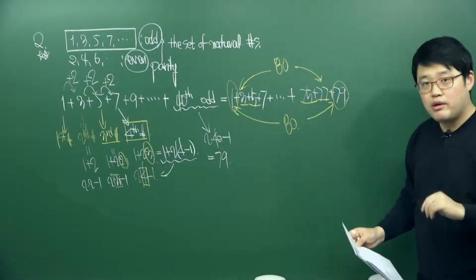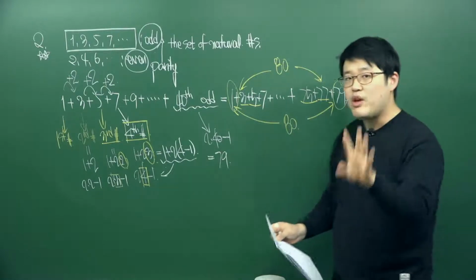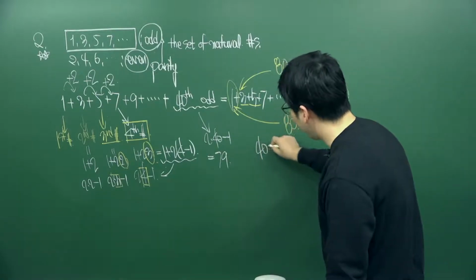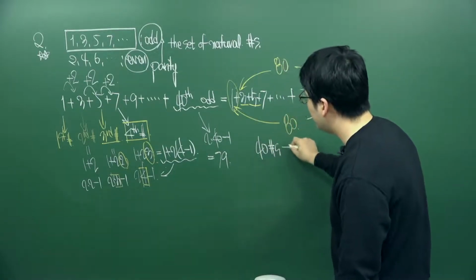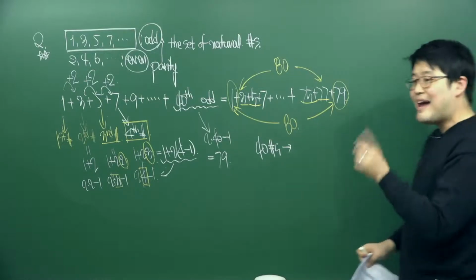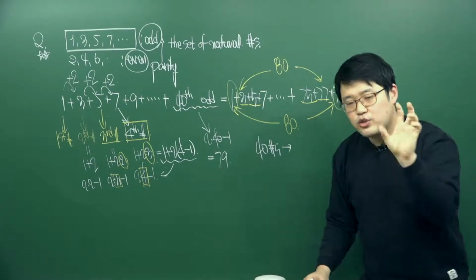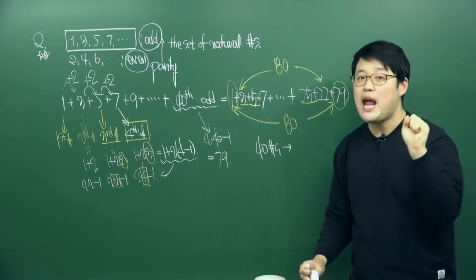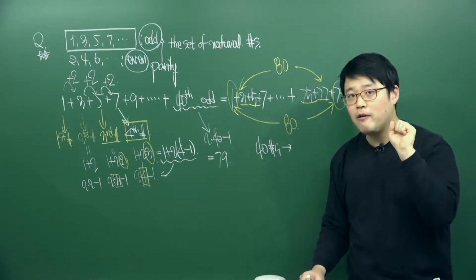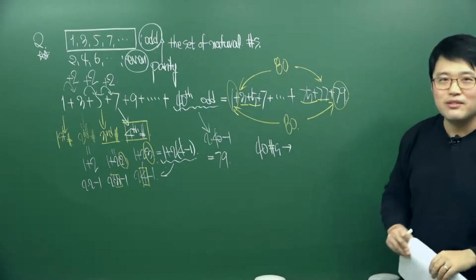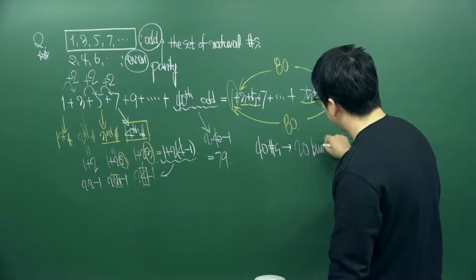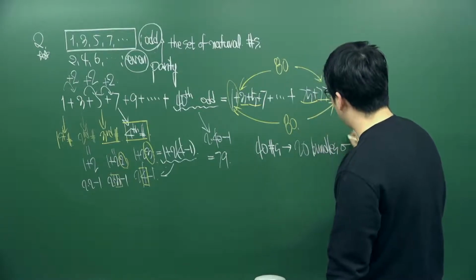And how many groups are there? Well, check this out. We have 40 numbers to begin with, right? And how many bundles did I create? Well, I grouped 2 numbers together, so 2 numbers become a pair, right? Because 2 numbers become a pair, I'm going to have 20 bundles. So I'm going to have 20 bundles of 80.